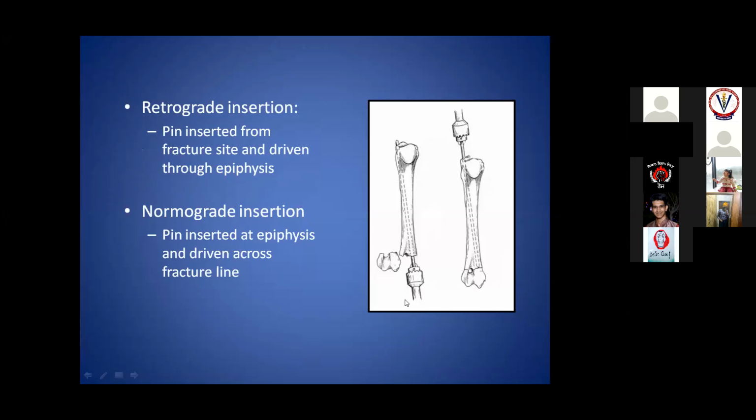Now you shift the Jacob's chuck from here to here, and we withdraw the pin up to the fracture line. Now we reduce the distal fragment here, put it into a near normal anatomical position, and from here we drive this pin crossing the fracture line into the distal fragment. We call this a retrograde intramedullary pin, because we are entering from the fracture side. Normograde means the pin is always inserted at the epiphysis and driven across the fracture.